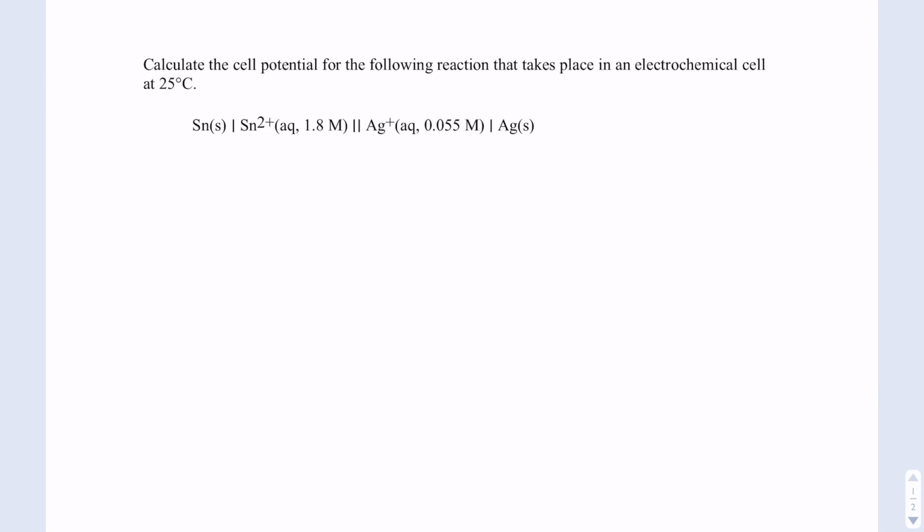The question is telling you to calculate the cell potential, with the temperature given at 25 degrees Celsius, and it gives you a cell notation. This display is called cell notation. You're supposed to calculate the cell potential. Again, it's not the standard cell potential, it's the cell potential. So you realize, okay, I need to use my Nernst equation.